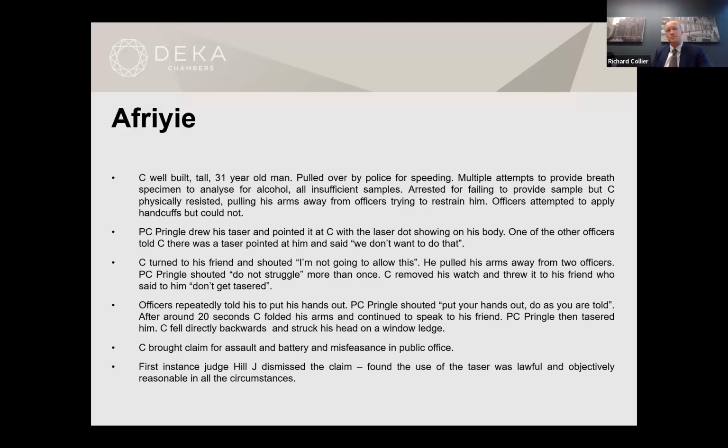From fairly early on, PC Pringle drew his laser and points at him with the red dot, and another of the officers makes absolutely clear that there was a taser pointed at him, saying, we don't want to do this. But the claimant was defiant. He turned to his friend and shouted, I'm not going to allow this. Pulls his arm away from the officers. Taser officer PC Pringle is shouting, do not struggle, repeatedly, but the claimant chooses instead to remove his watch. He throws it to his friend. But his friend, who may have been a touch more sensible, said to him, don't get tasered.